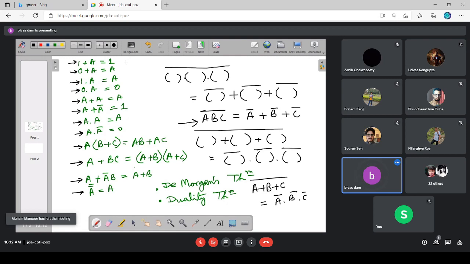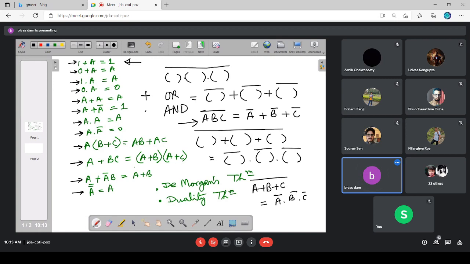Now here, the operation involved on the left-hand side is the OR operation. This plus implies logical OR, and dot implies logical AND operation. The plus symbol in the Boolean equation implies logical OR operation, and the dot symbol in the Boolean equation implies logical AND operation.